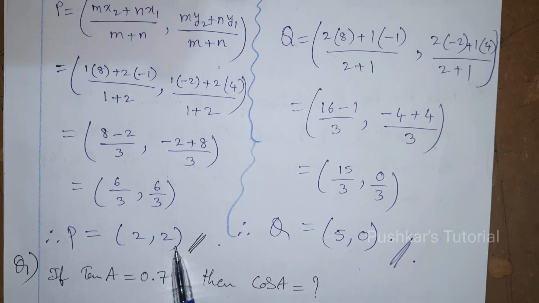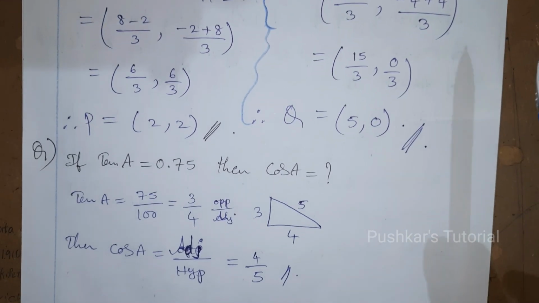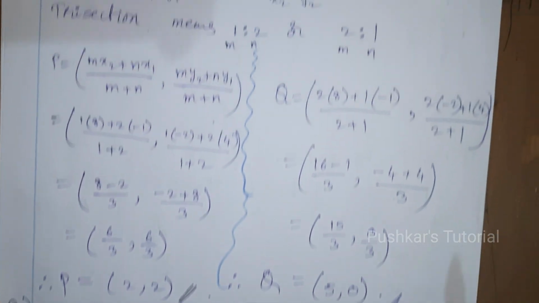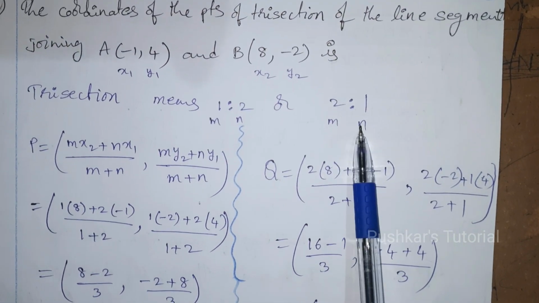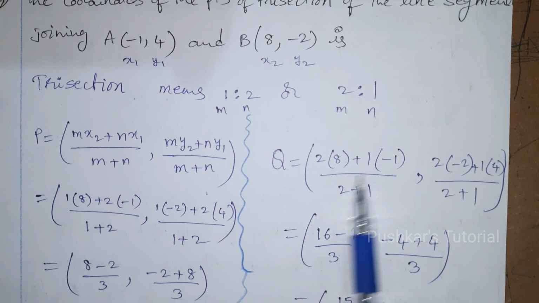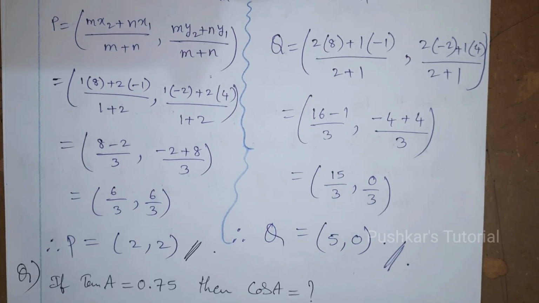2, 2. And in the next case, substituting the Q, here ratio is m:n 2:1. Substituting the points, we'll get the answer as 5, 0.